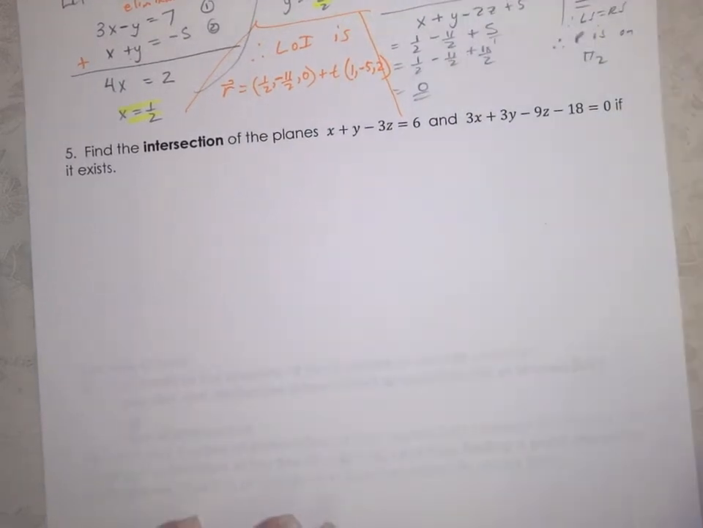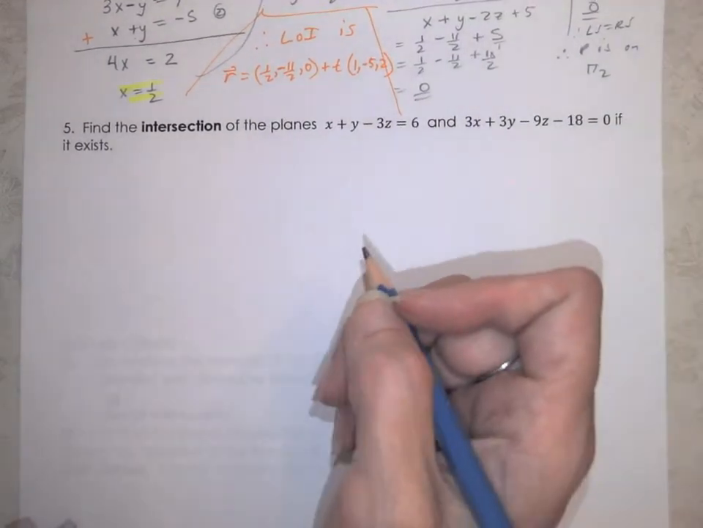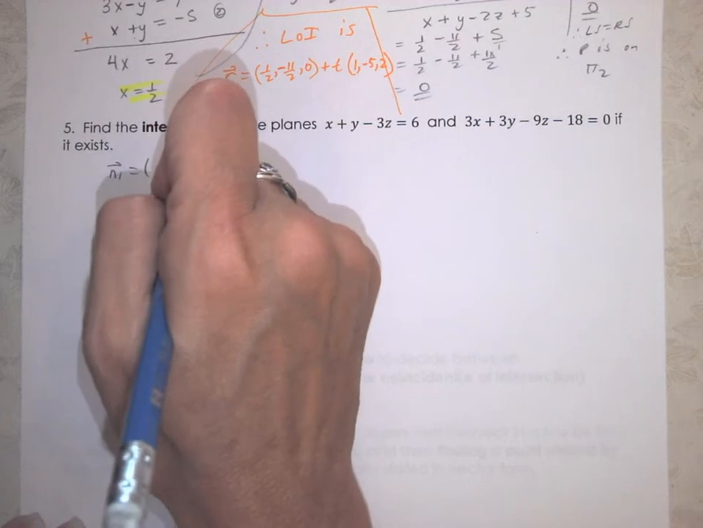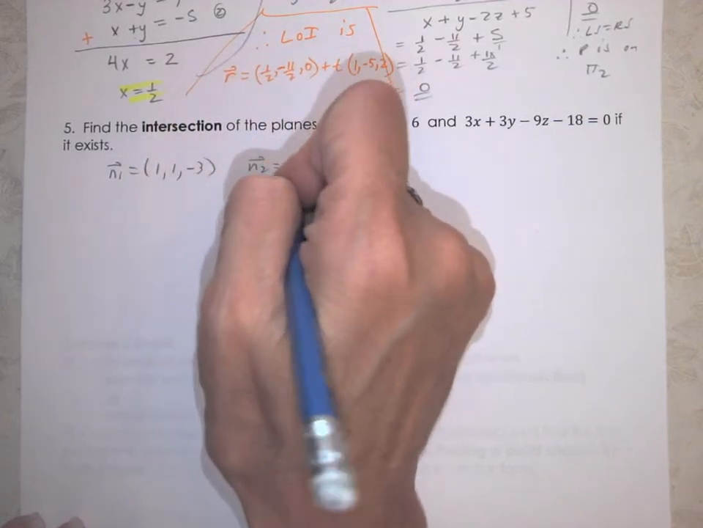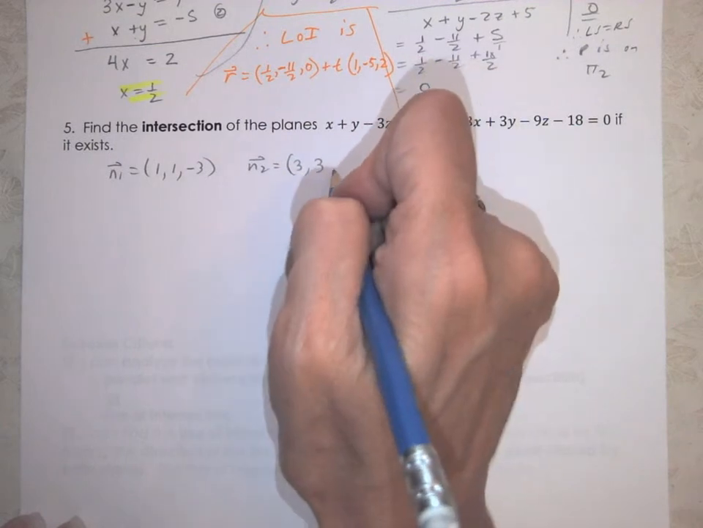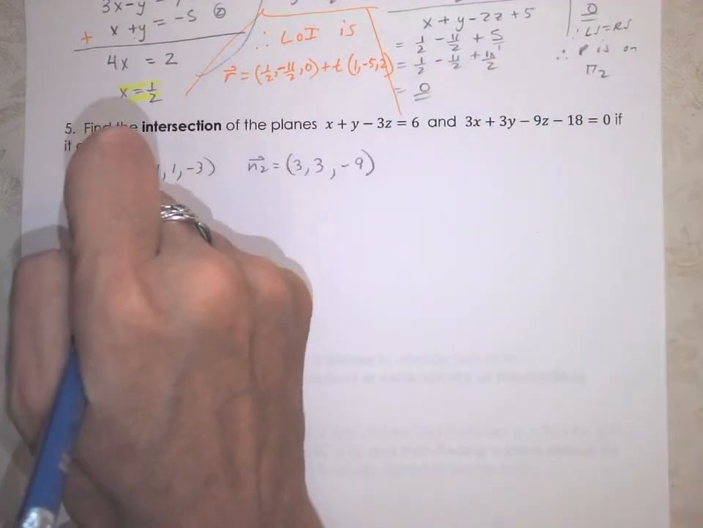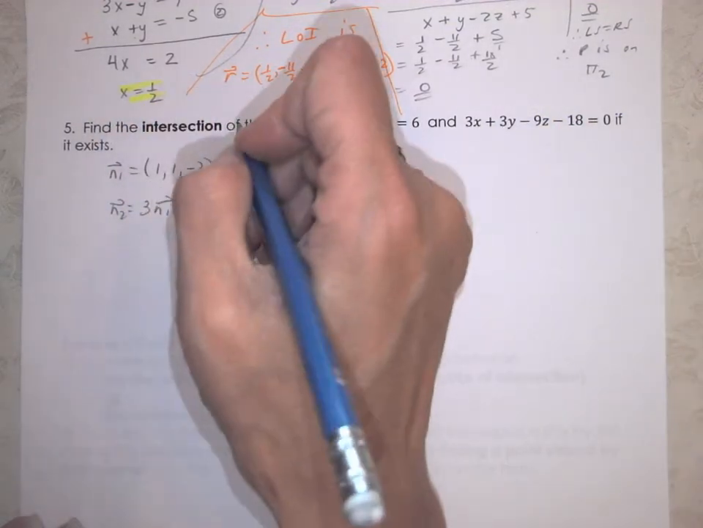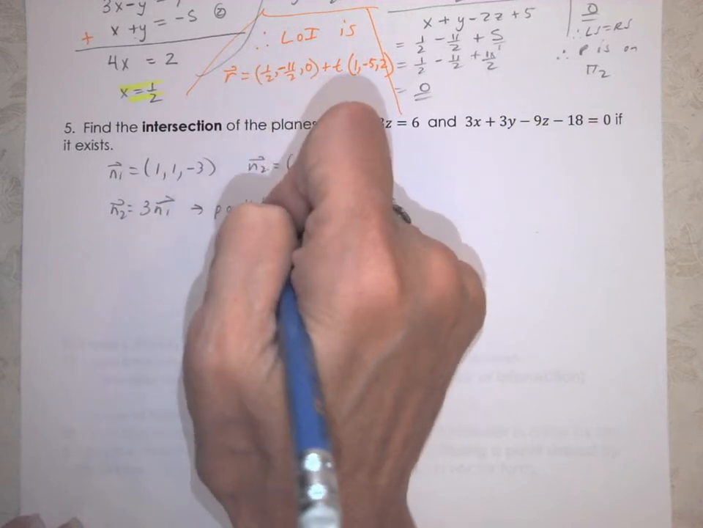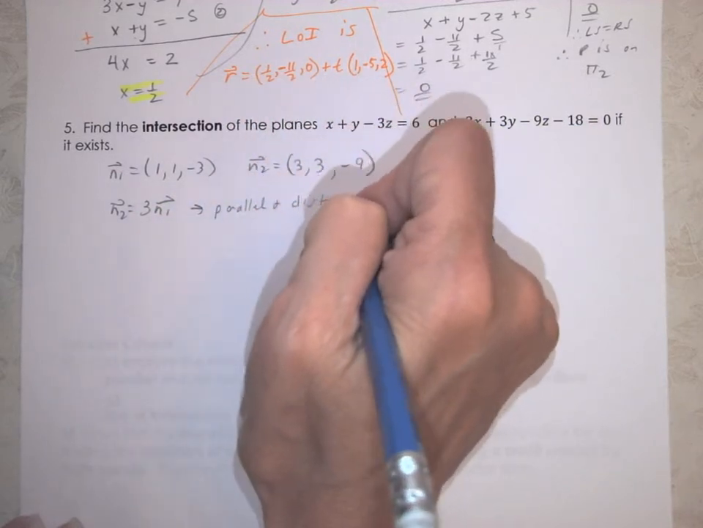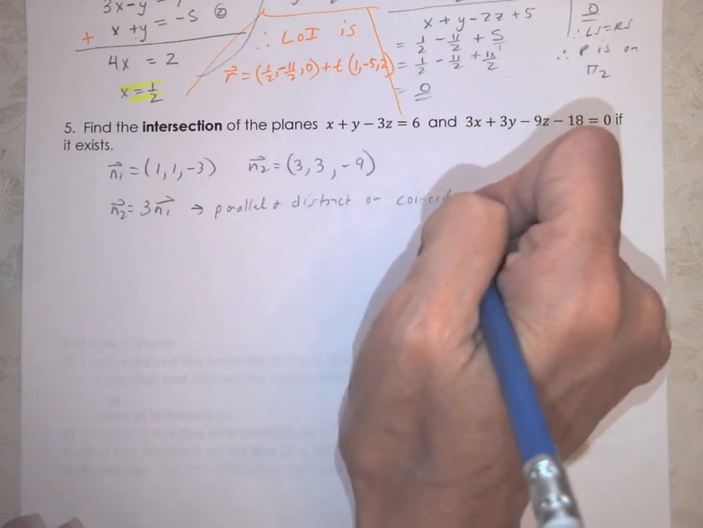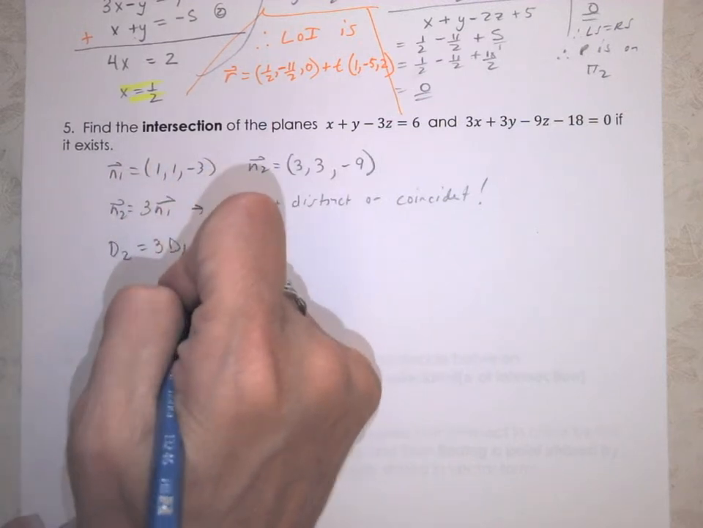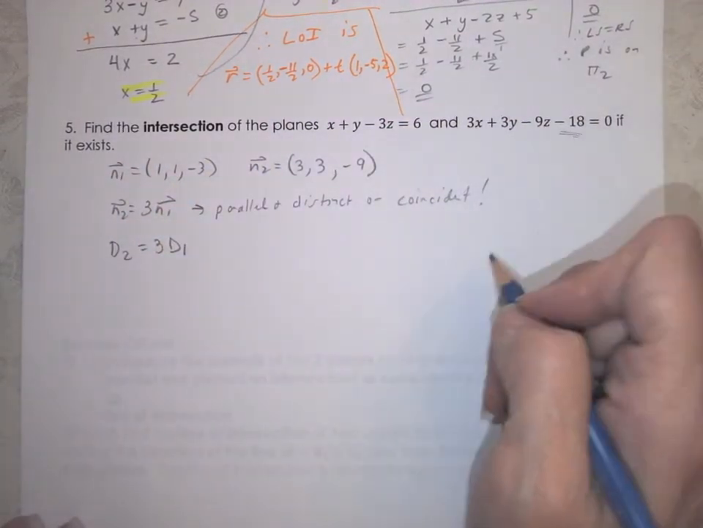Okay, question 5. Find the intersection of the planes if it exists. So look at the normals. The normal of the first plane is 1, 1, negative 3. And the normal of the second plane is 3, 3, negative 9. So I can see that n2 is equal to 3n1, which means we either have parallel and distinct or coincident planes. So the normals are scalar multiples. Now we test, is D2 equal to 3D1? So D2 is negative 18.